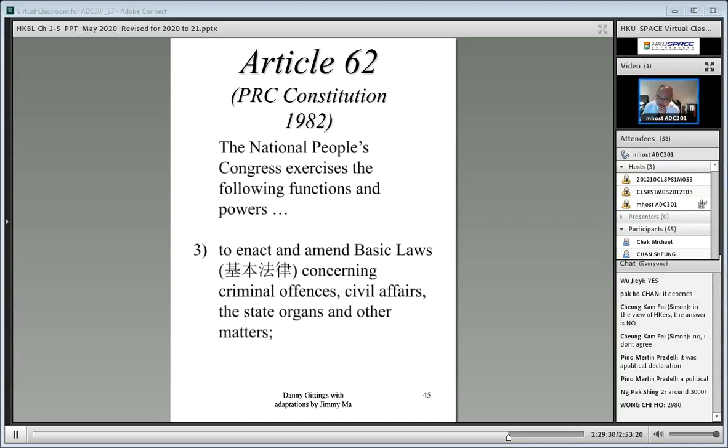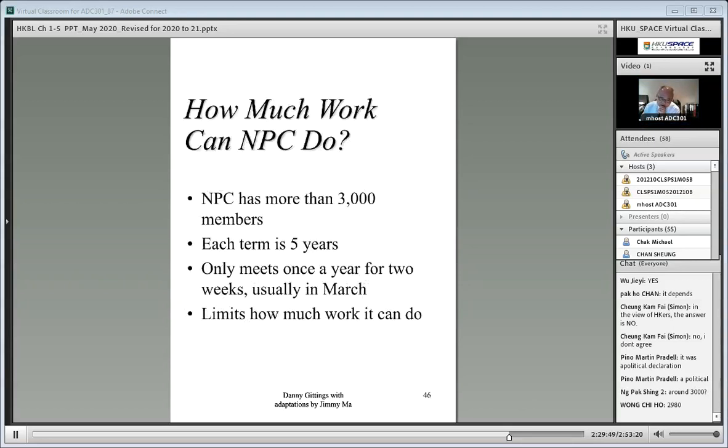We looked at this just earlier when we were looking at the Chinese Constitution. The NPC exercises functions and powers, including the enactment of and amendment to basic laws. It's more than 3,000 deputies. This depends on the population and some other factors, but 3,000 is about right. Each term, the Standing Committee will have, I think, 170 something, less than 200, sometimes as few as 1,500. Each term is 5 years, and they only meet once a year for 2 weeks, usually starting in March. There are limits on how much work it can do, because meeting time is relatively short.